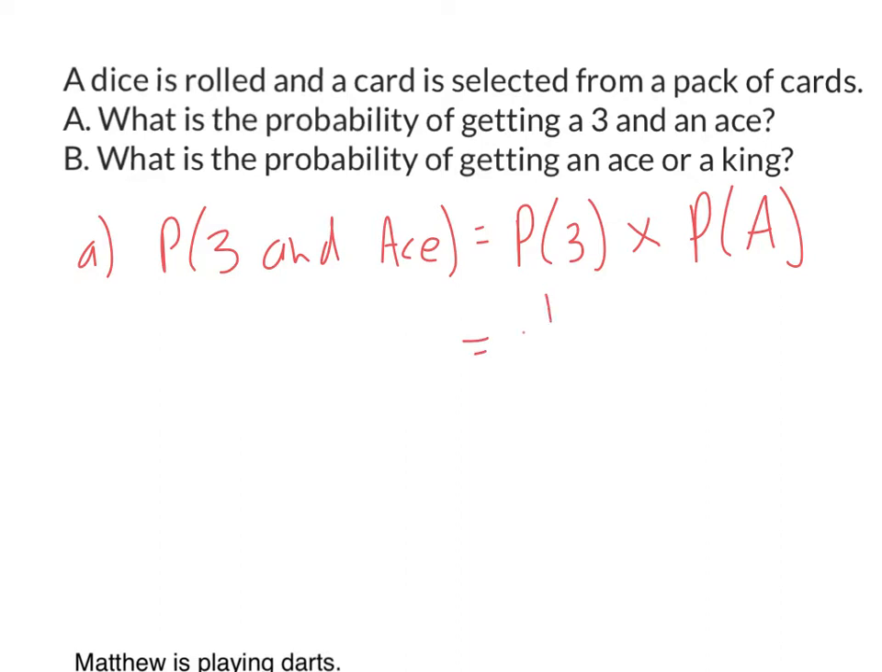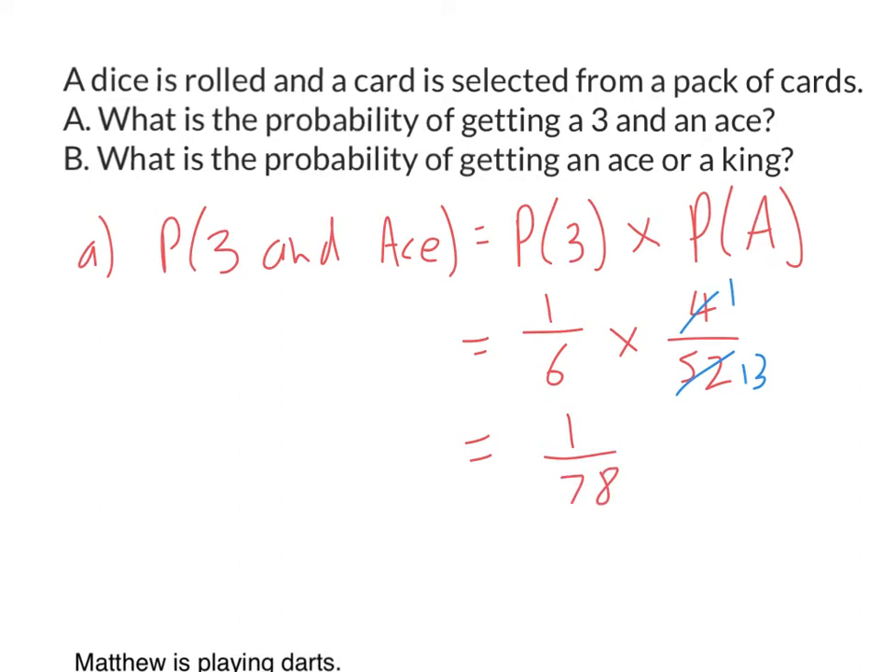Probability of getting a 3, there's 1 3 out of 6, so 1 out of 6. And the chances of getting an ace, there are 4 aces out of 52. That does simplify down, however, if you divide through it by 4, there's 1 ace out of 13. Your answer then, if you multiply the numerators together, 1 times 1 is 1, and 6 times 13 is 78.